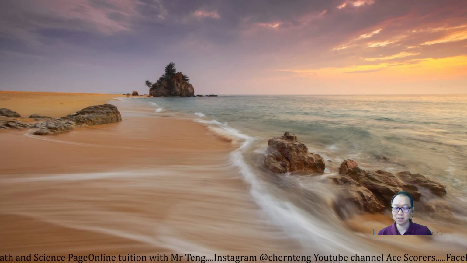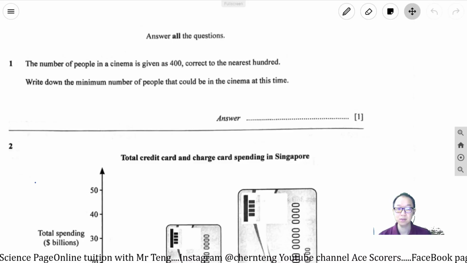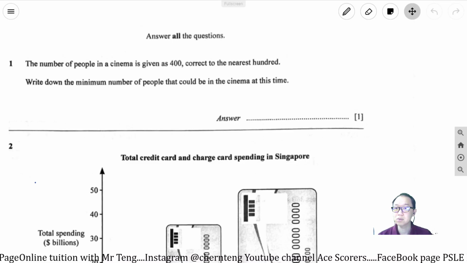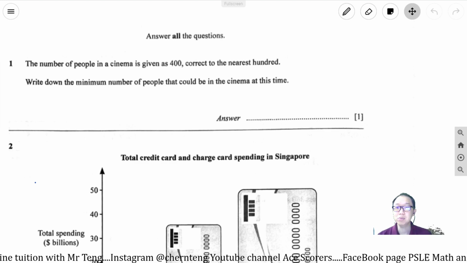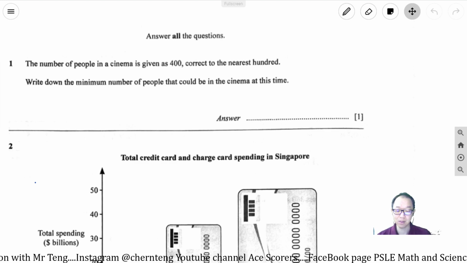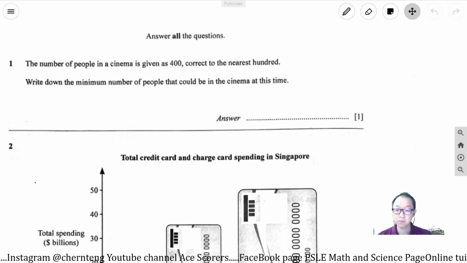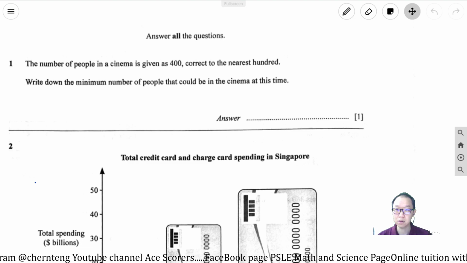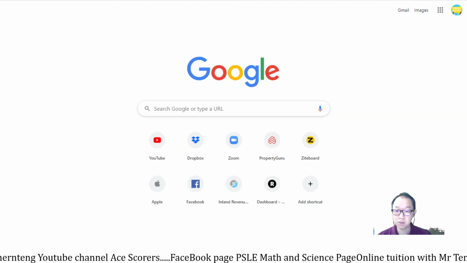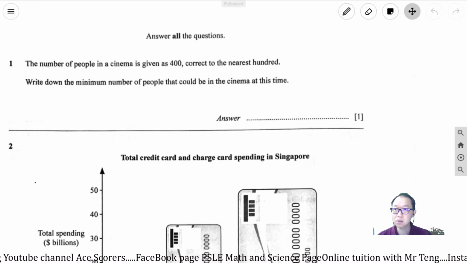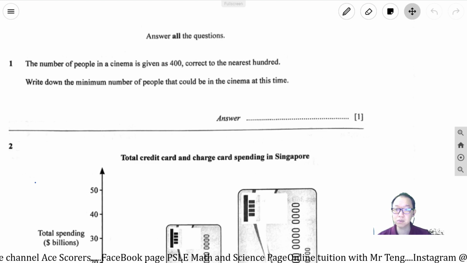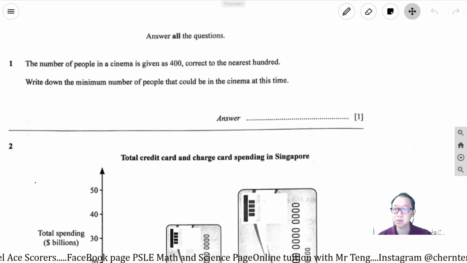Okay, so let's take a look at this paper. First one, you see the number of people in the cinema is given as 400. Now as I mentioned for paper 1, oops, I'm supposed to switch off the mute on the site.